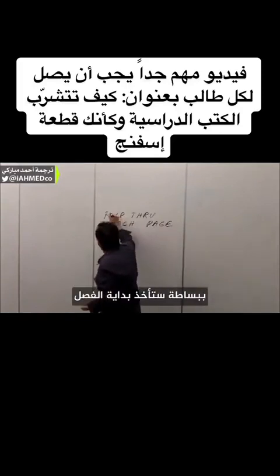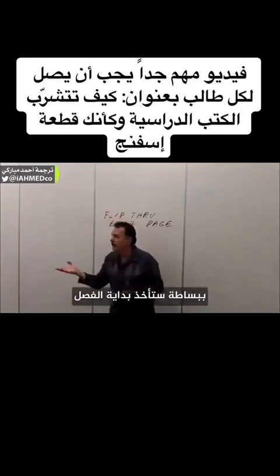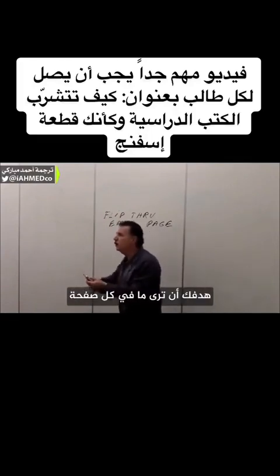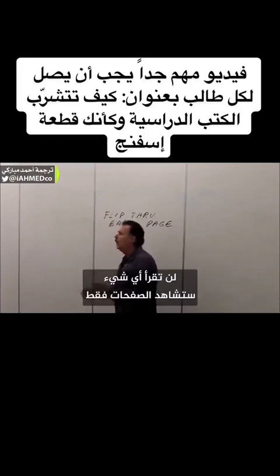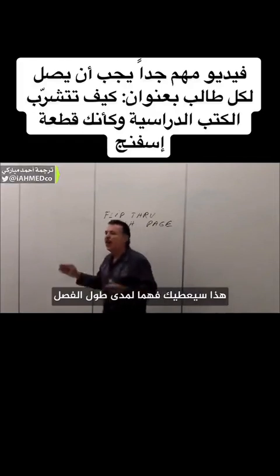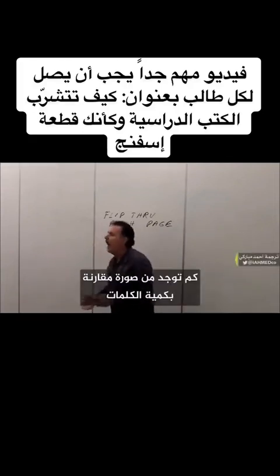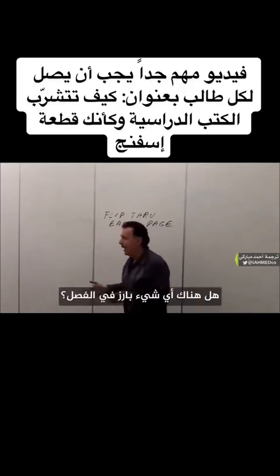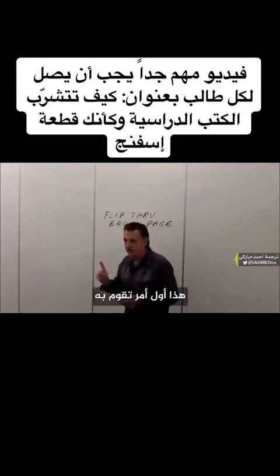So, the first thing you're going to do is simply take the beginning of the chapter and turn page after page after page, and just look to see what's on each page. You're not going to read anything. You are just going to look at what the pictures are. It's going to give you a sense of how long the chapter is, how many words there are compared to images, whether there are going to be graphs, and whether anything jumps out at you. That's the very first thing you're going to do.